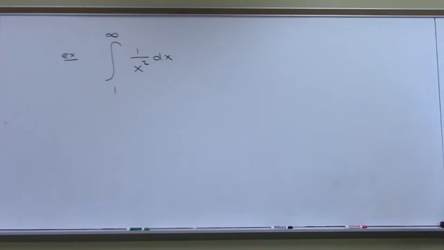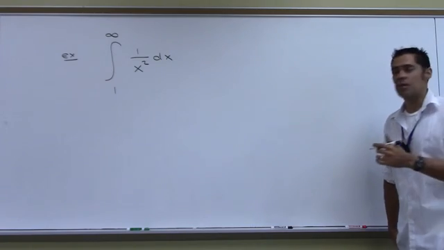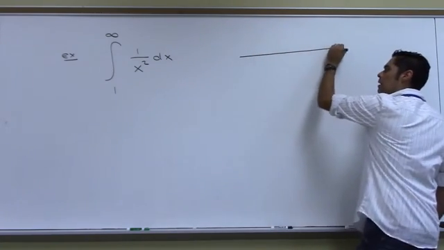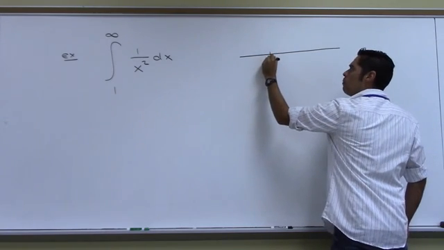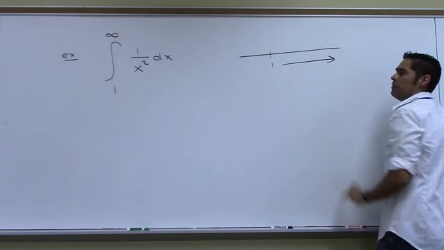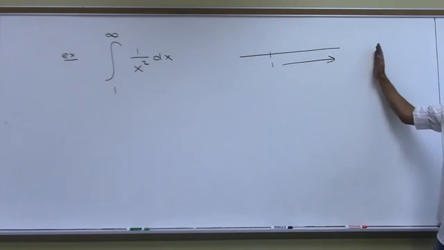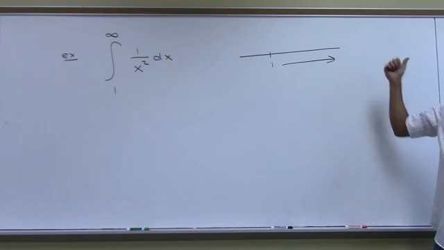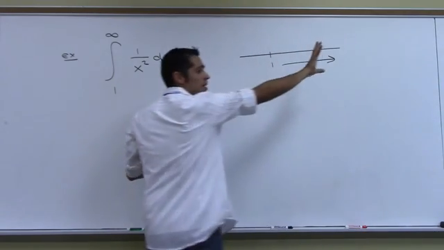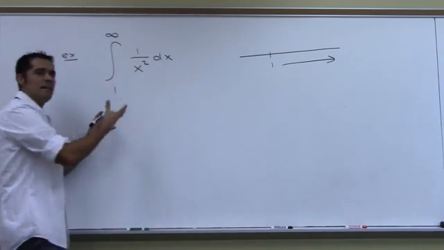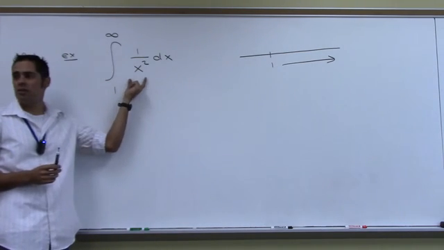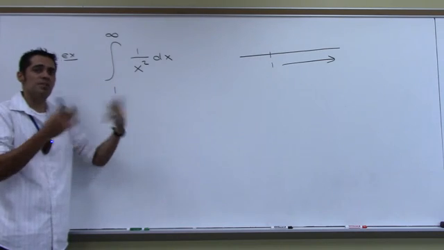What I like to do when I'm doing these improper integrals is first just draw a number line and then put my interval on it. I'm going from 1 to infinity, right? So I'm going 1 out this direction forever. Then, after I draw my little interval, I like to get an idea of whether this function has any discontinuities, whether it has places where the function is undefined.